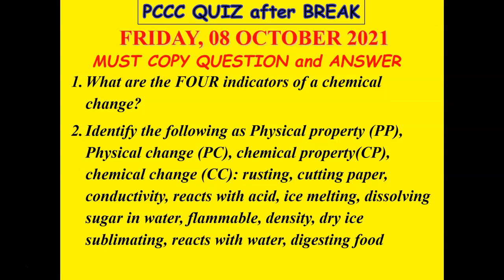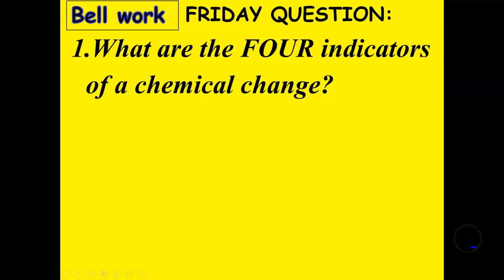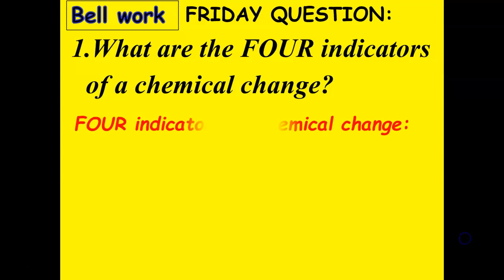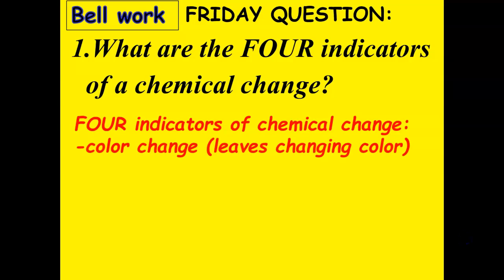All right, so first question asks you, what are the four indicators of a chemical change? So remember, in a chemical change, it changes into something new because the atoms rearrange to make a new substance. Because atoms are so very small, we need an indicator so that we know that a chemical change has occurred. So the first indicator is your color change.